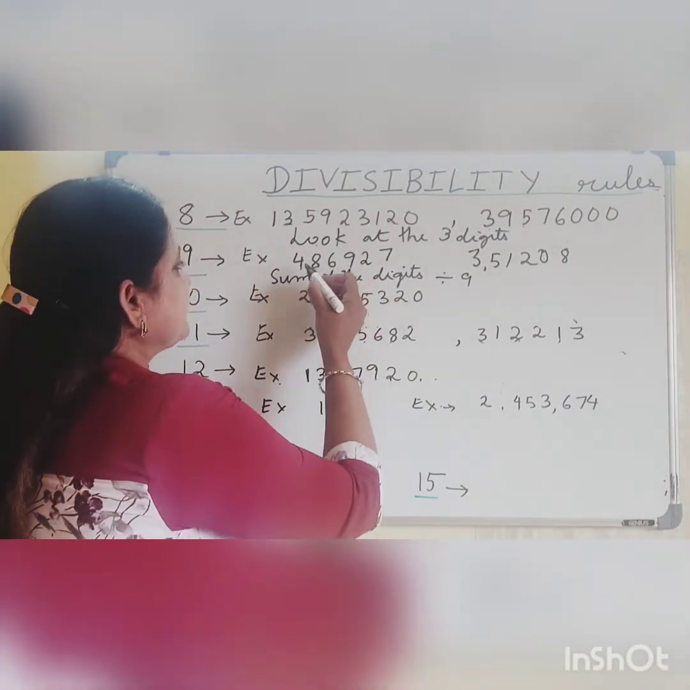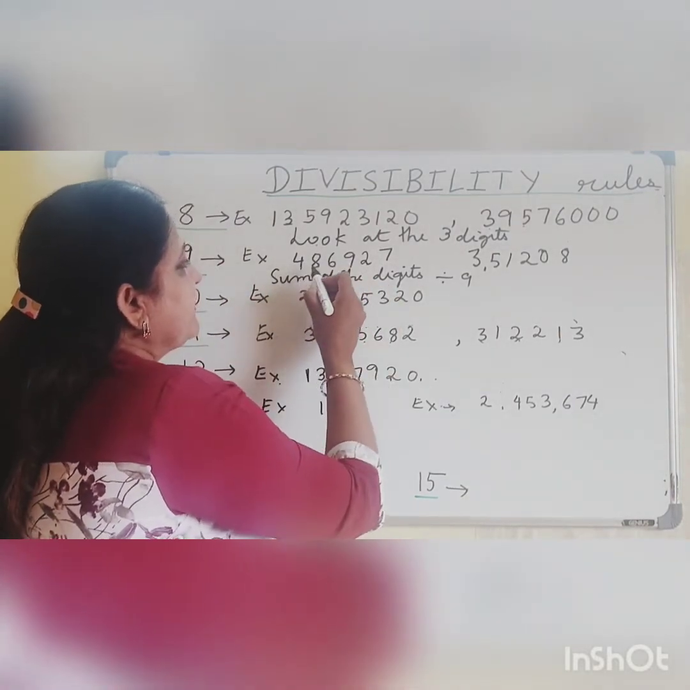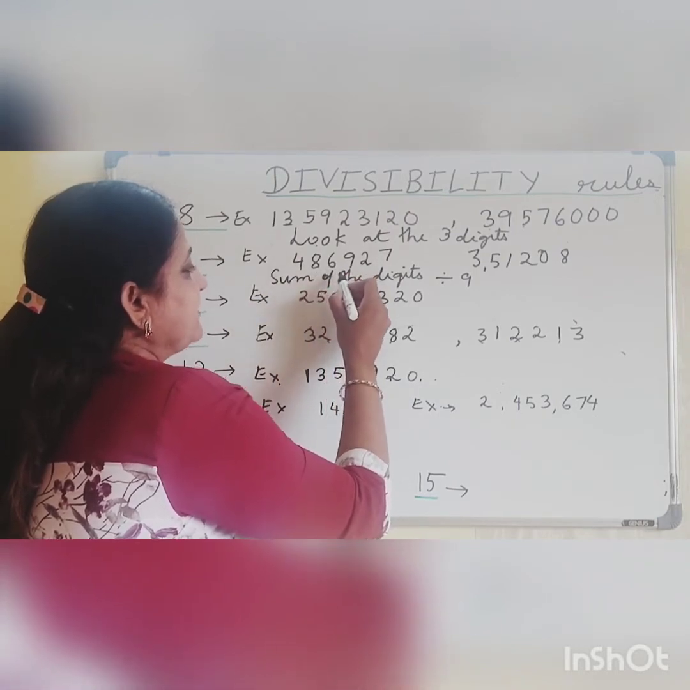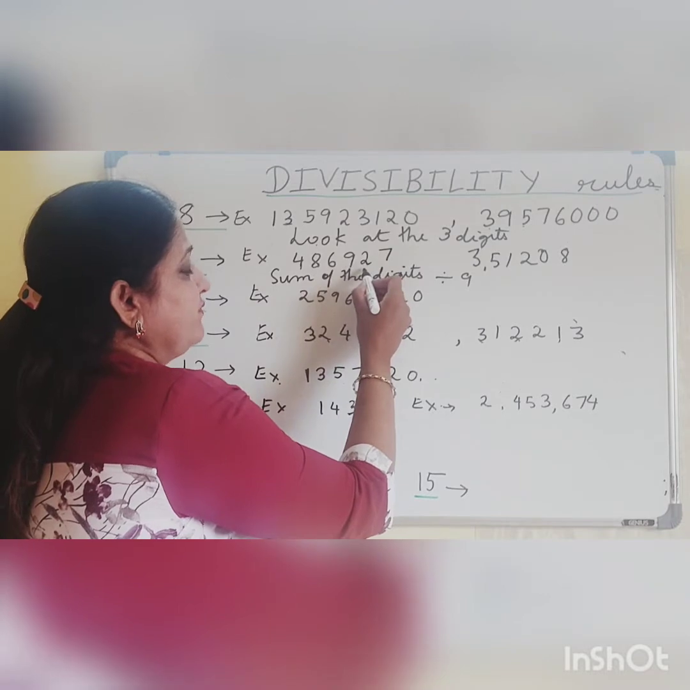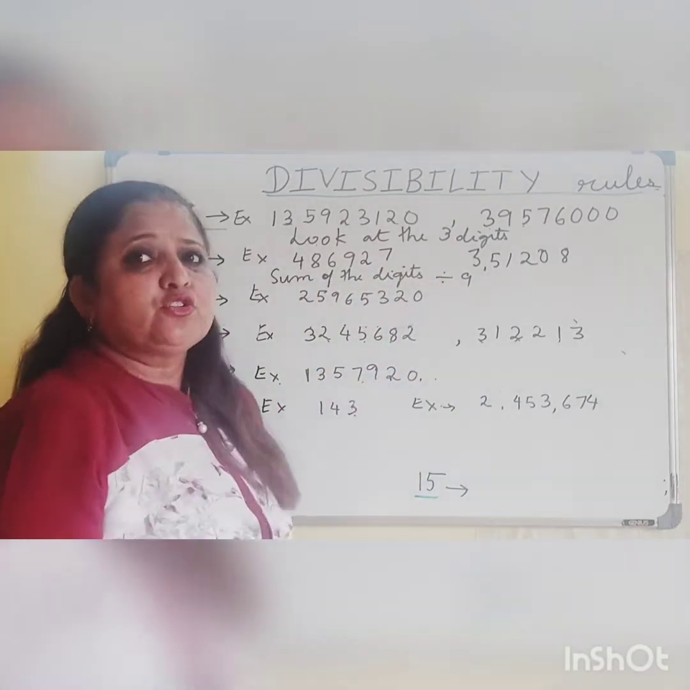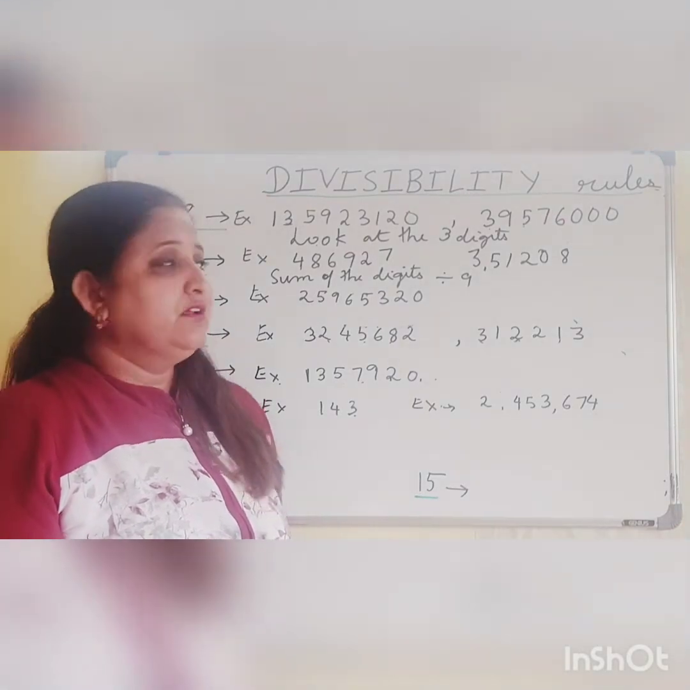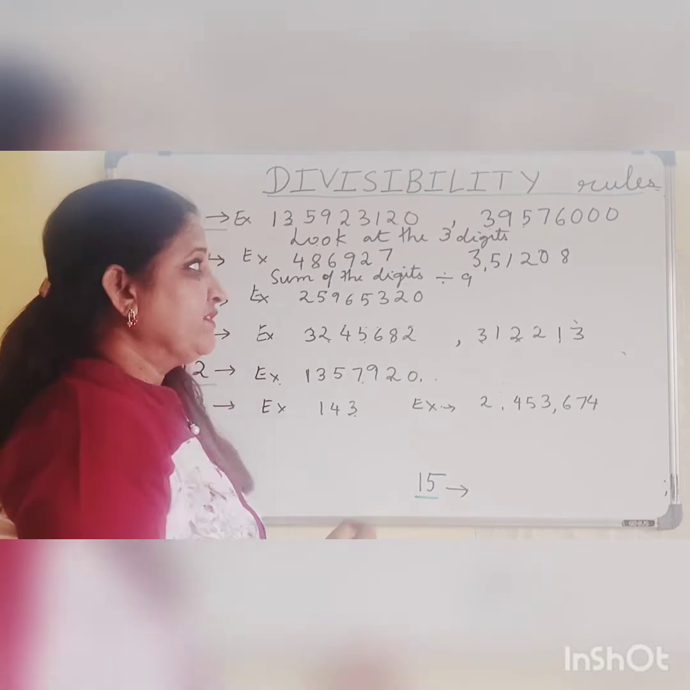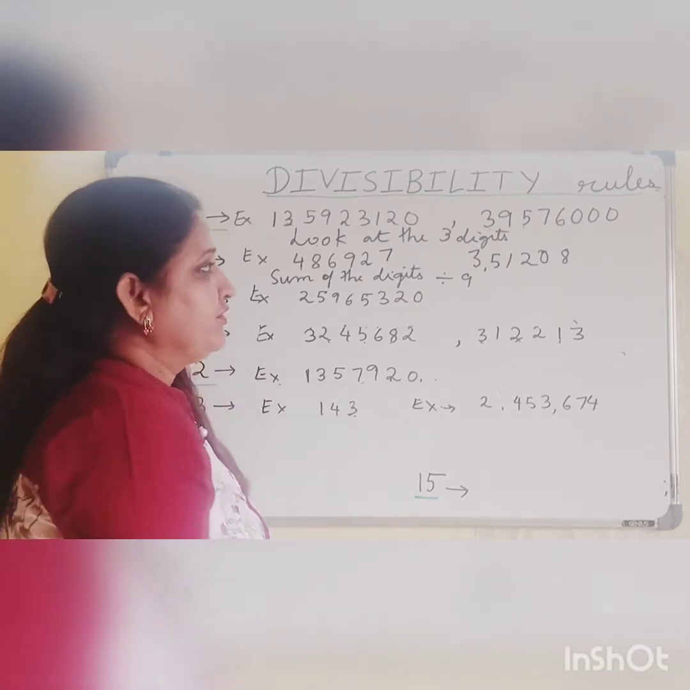Now let us pick up one example over here. Add up all the digits of this number. How much do we get? 4 plus 8, 12. 12 plus 6, 18. 18 plus 9 gives us 27, plus 2, 29. 29 plus 7 gives us 36. Now 36 is a multiple of 9. So the whole number is divisible by 9. I hope that makes sense. It's just like the divisibility rule of 3.